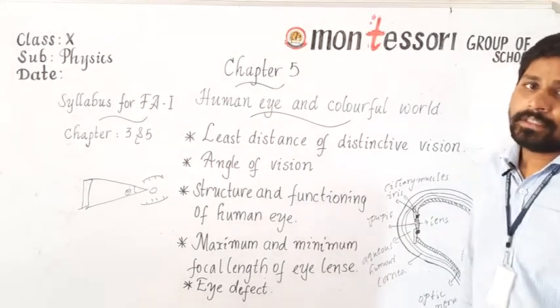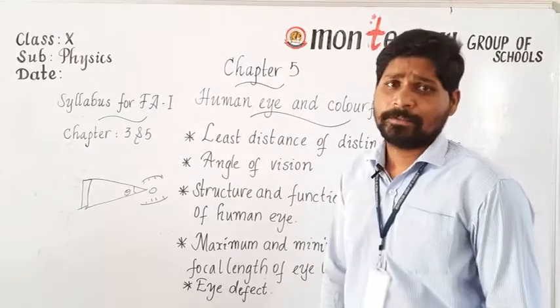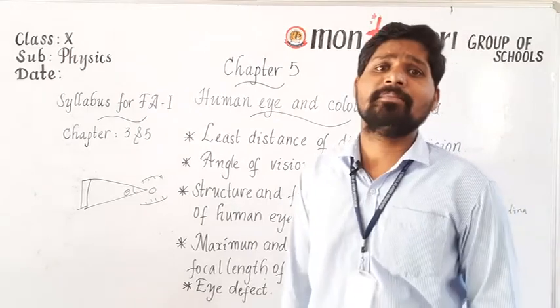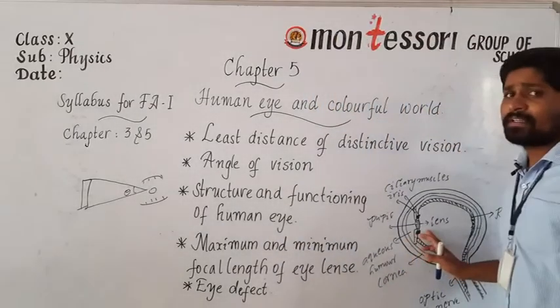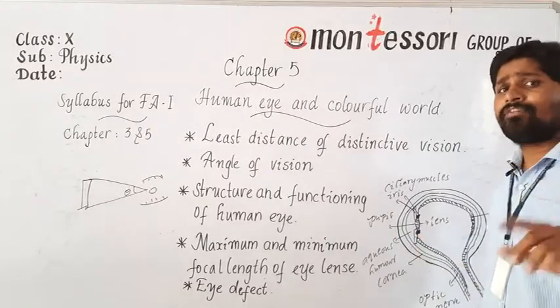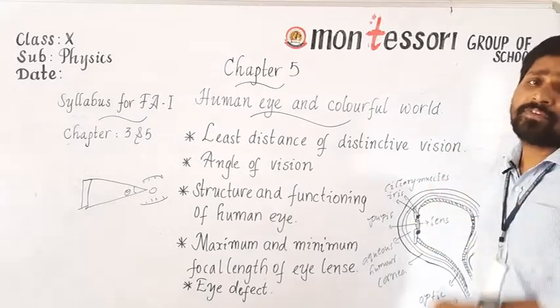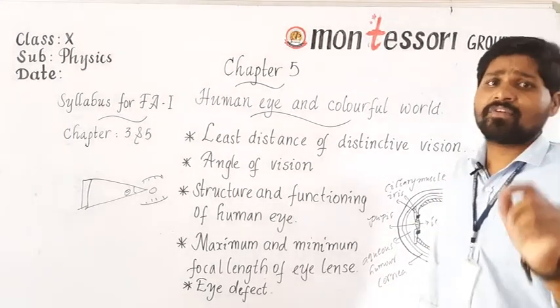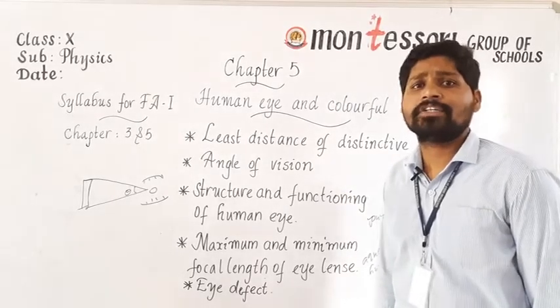Is it clear? The next question is, sir, what is the nature of the image formed by the eye lens? Definitely real, inverted, and diminished. Why? Because our human eyes contain a double convex lens. Here, a convex lens can form both real and virtual images. But in this case, the nature of the image formed by the convex lens is real, inverted, and diminished. It forms a diminished image on the retina.